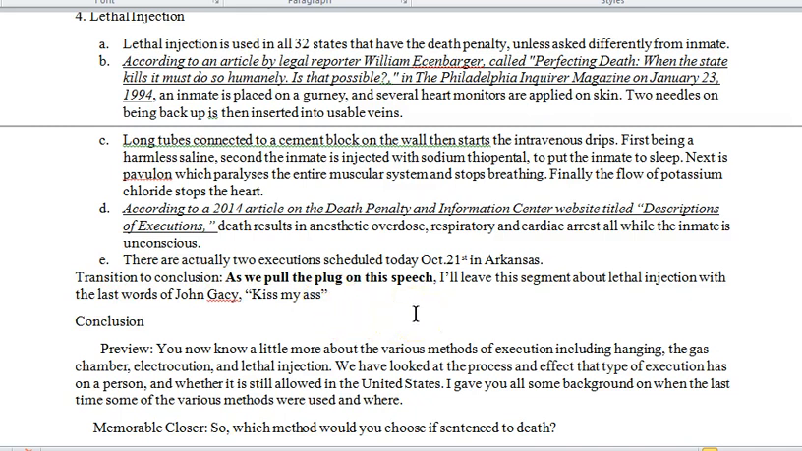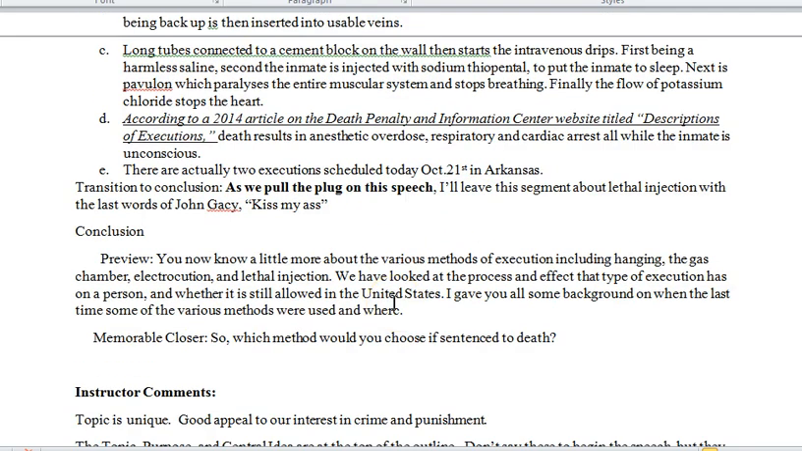So as we pull the plug on this speech, that's cute. That's a little kind of play on words that you can use. Again, it doesn't work for some topics, doesn't work for every topic, but if you come up with a creative way to conclude, it can work. And it still does end with last words of John Gacy, "Kiss My Ass," which is a pretty interesting quote to use as we go into the conclusion.